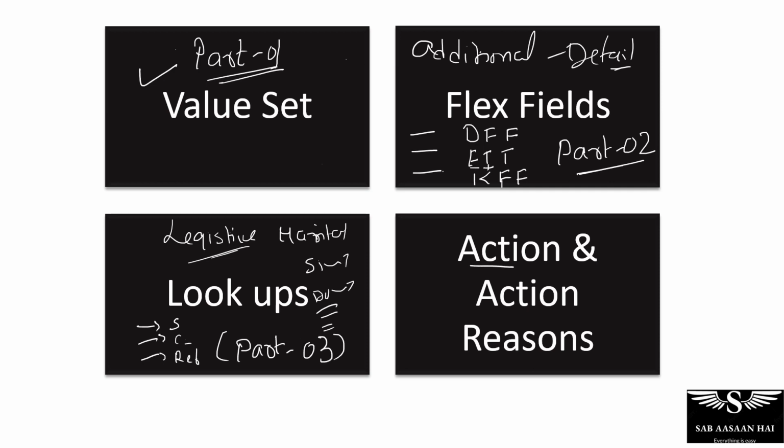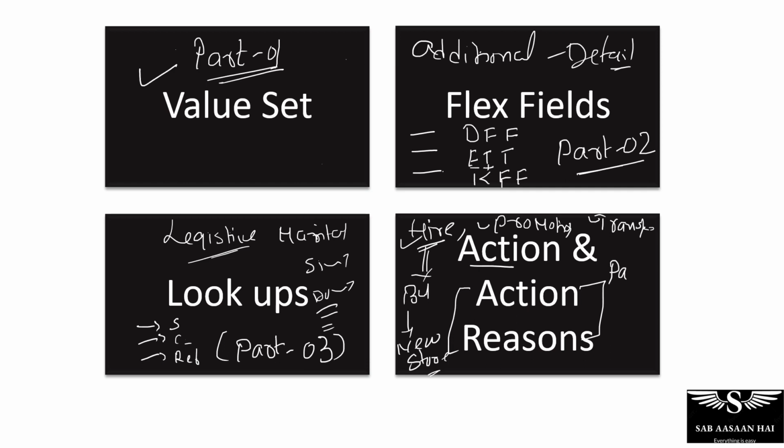Then there are certain actions and action reasons. A simple example is that if we are going to hire an employee, we select this particular action, or if we are doing a promotion, we select this particular action, or if we are doing a transfer, we select this particular action. These are called actions in the application. And if I need a reason why I'm hiring, whether it's against a budgeted position, or a new position or new store is coming, we can create this action reason. This I am going to cover as part of part 3 only.